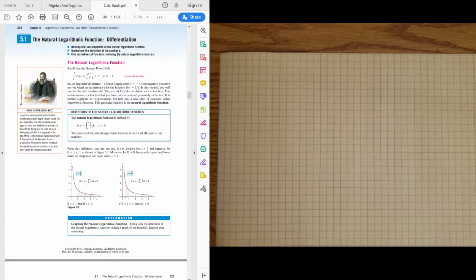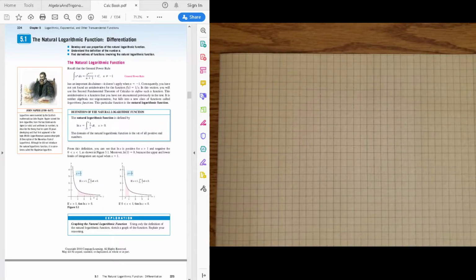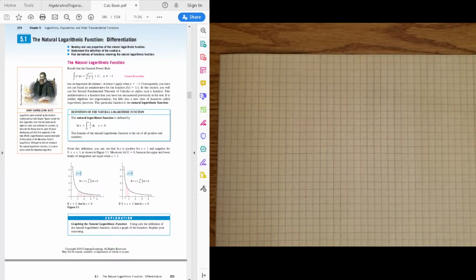Good morning. Welcome to section 5.1, the natural logarithmic functions differentiation. It's going to be a fun time. We're going to answer some questions from a previous chapter.